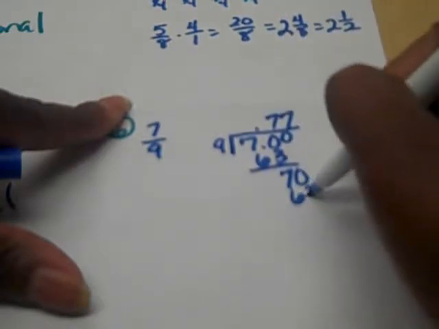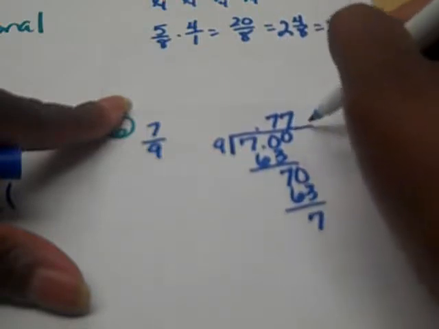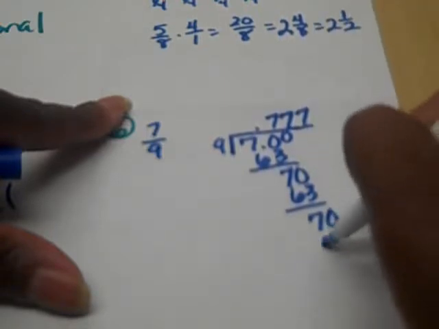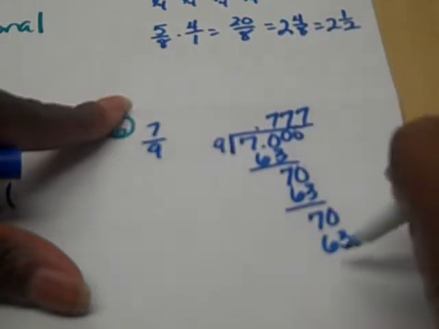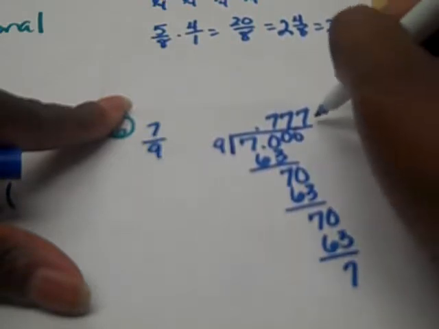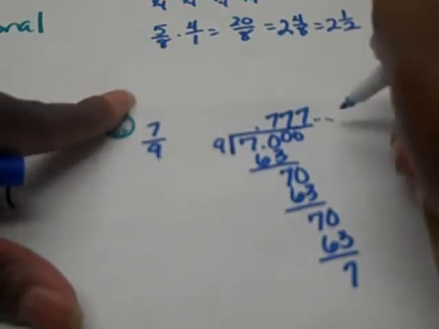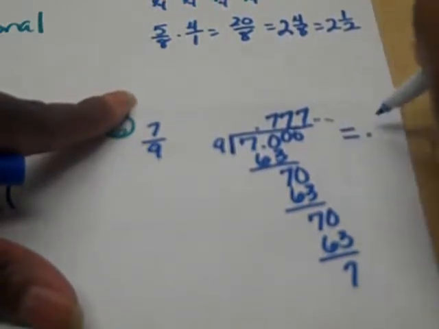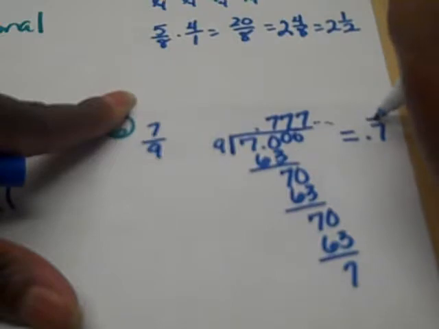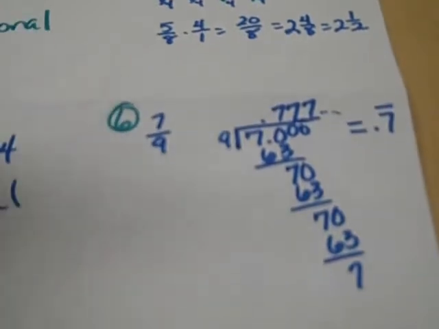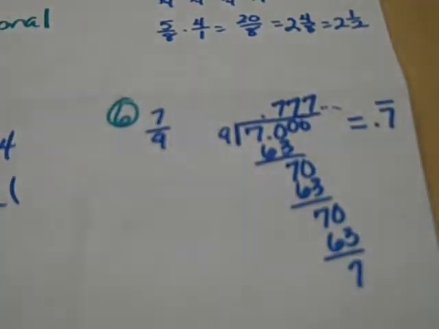Bring that down. Oh wait, 63. What's happening here? It won't stop. There should have been a 0 brought down there too. Well, you see what's going on. This is going to repeat. So we can write this as 0.7 with the repeating bar. Okay, decimal form. Moving on to number 7.